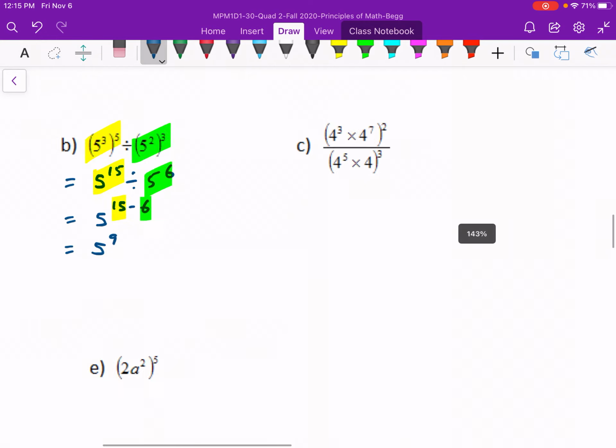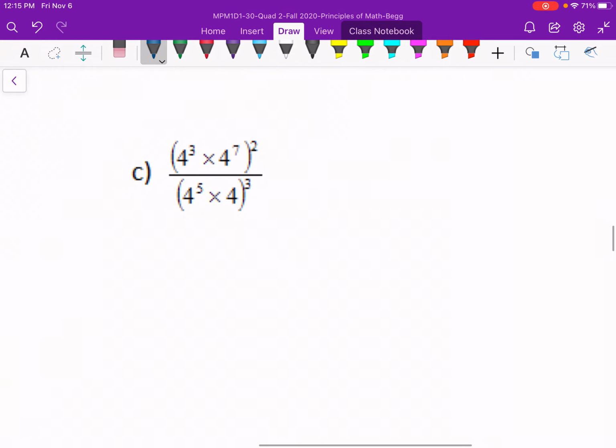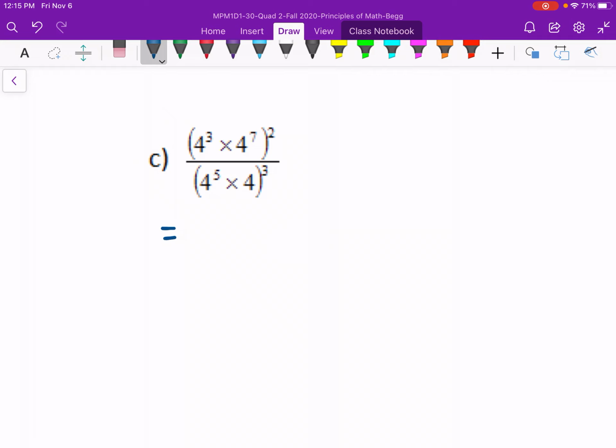All right, in C part, again, let's stick with order of operations. So we know that brackets should come before exponents, so I should simplify what's inside these brackets first. So 4 to the 3 times 4 to the 7 becomes 4 to the 10 when I add those together. 4 to the 5 times 4 to the 1, don't forget there's a 1 assumed to be there, is going to be 4 to the 6 when I add those two exponents together.